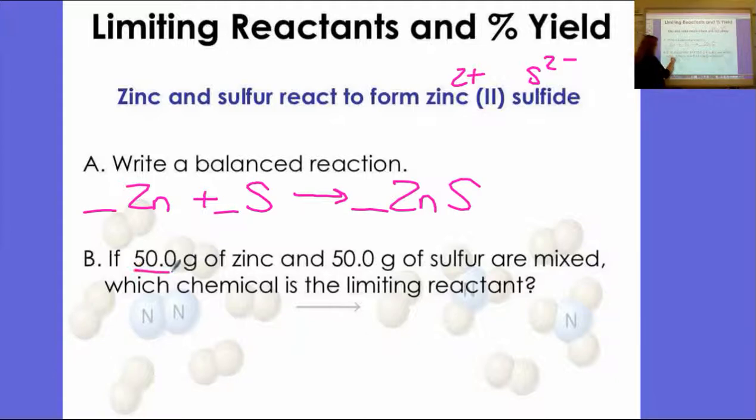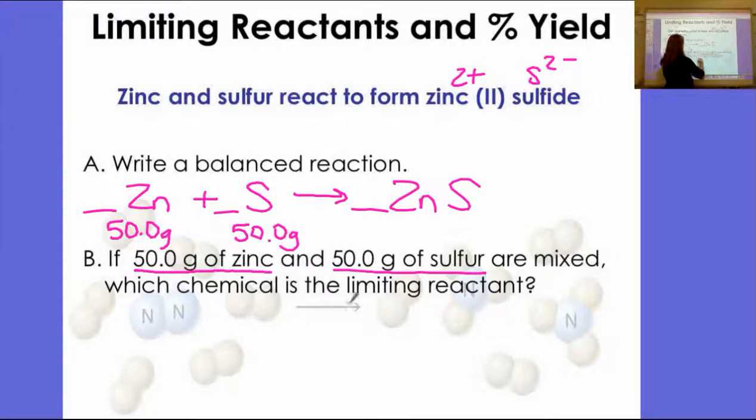Now, I'm going to give you 50 grams of zinc and 50 grams of sulfur. So before we do any calculations, we have to figure out who's the limiting reactant, who is going to run out first. In order to do this, you can start with either one. It doesn't matter, 50 grams of zinc or 50 grams of sulfur. Either reactant that's given is where you can start. That's how much you have. You have to convert your have into a need for the other one.